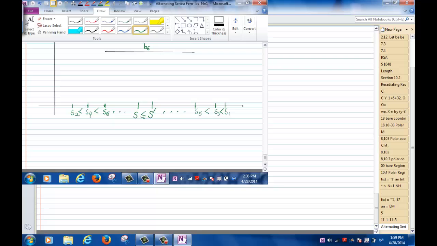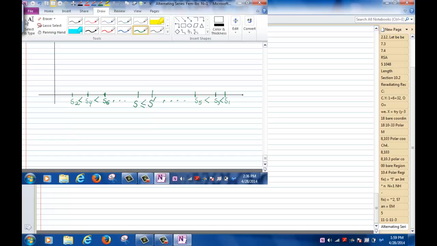Now, S will be definitely less than or equal to S prime because, like I said, even partial sums are always smaller than the odd partial sums. The question is, are they equal? If they are equal, then I can say that the limit of the sequence of all partial sums is the same. So the question is whether S and S prime are the same. So what am I calling S?